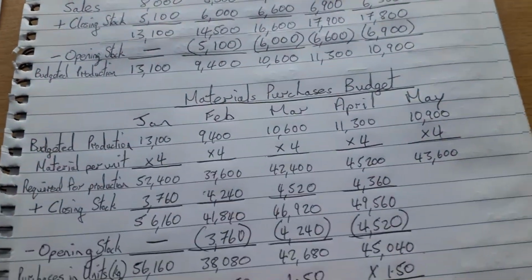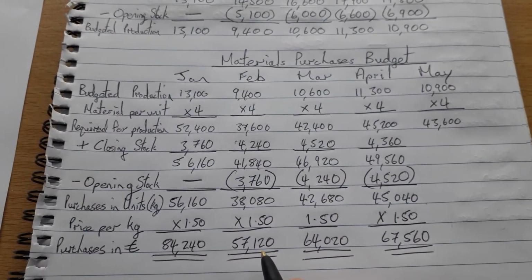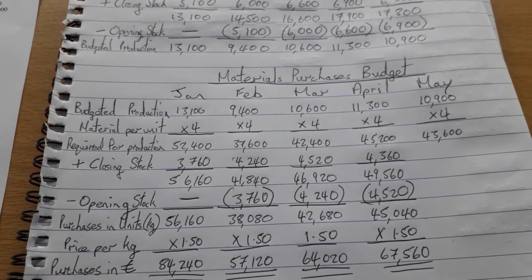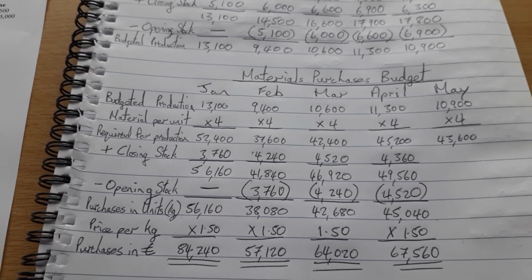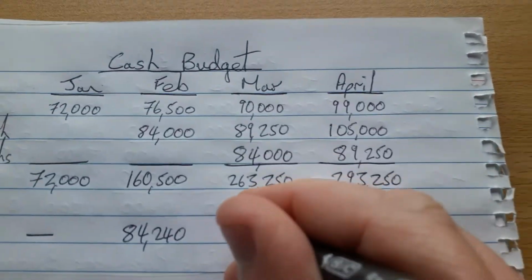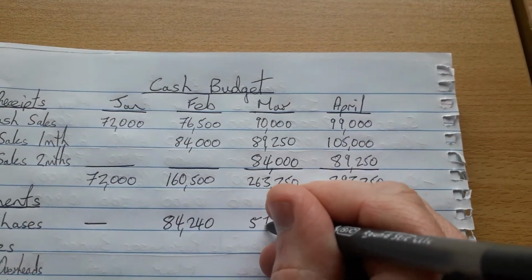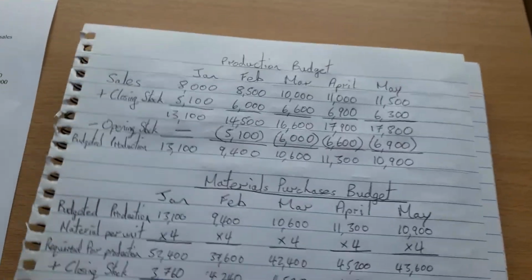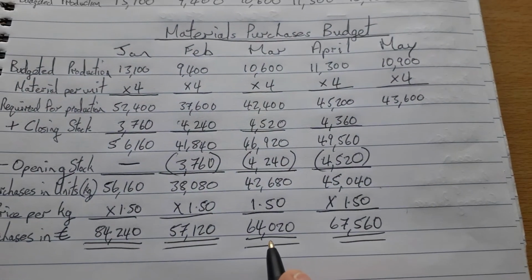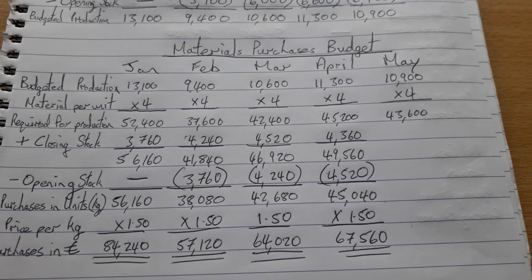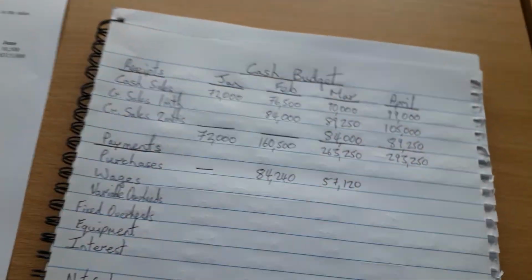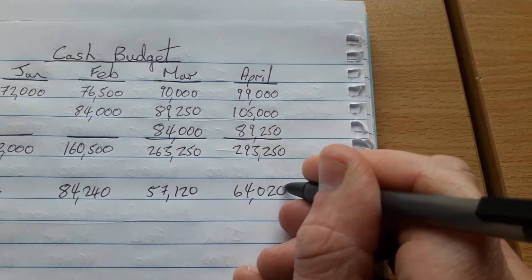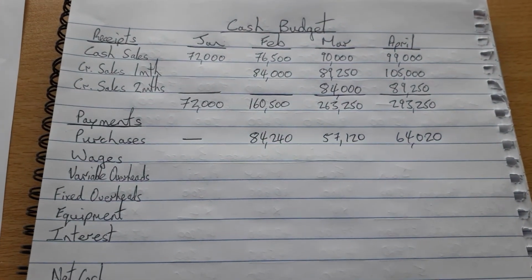Then our actual February purchases of 57,120, we're going to pay for that in March. So it'll go into March in our cash budget, 57,120. Finally then, our March purchases were 64,020, but we're not going to pay for them until April. 64,020. So that's your purchases done.